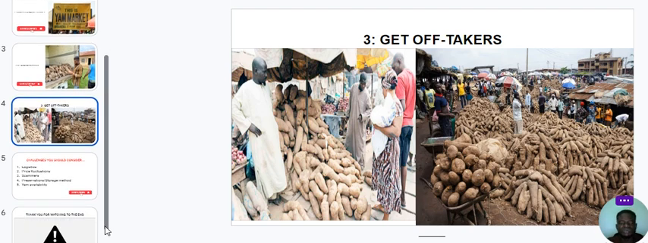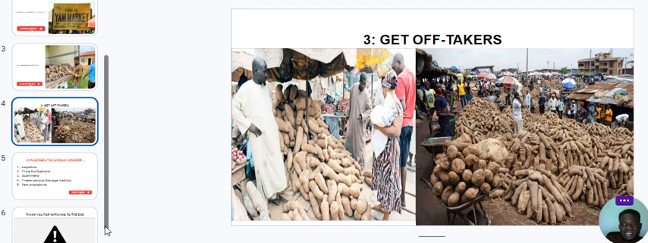So it's a very good business, right? It's a very good business. But there are three key important things that you have to consider before you invest your money, right? Number one, conduct a market survey. Number two, you get a partner or a supplier. Then number three, you get off-takers. When you have these three steps sorted out, you can now go into your yam business.